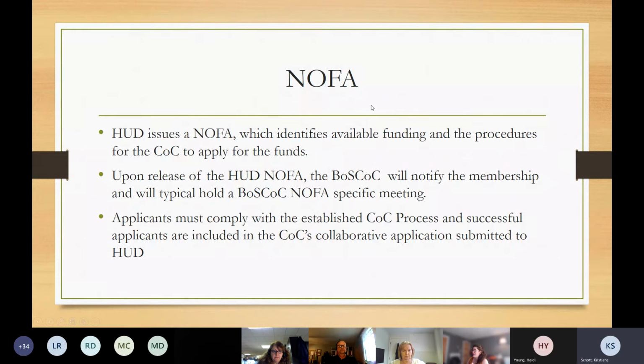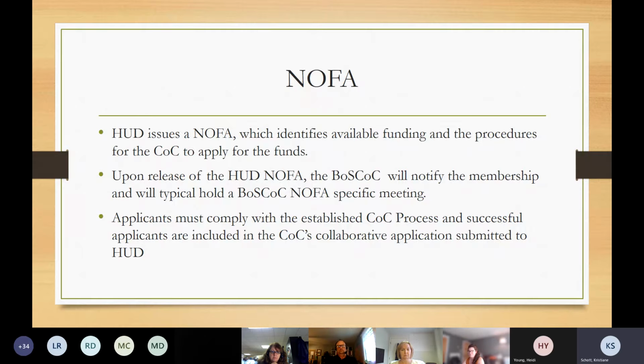Previously, in about FY 2019, when the NOFA was issued, HUD was talking about trying to standardize when the NOFA would be issued. Due to the pandemic, the FY 2020 NOFA was a non-competitive NOFA year, which means that all renewal projects were automatically renewed, and there was no process for new project applications last year.